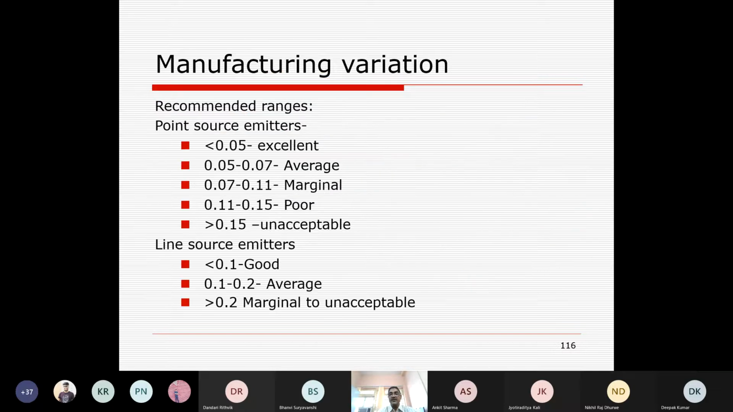Then the permissible, recommended range of manufacturing variation. Point source emitters and line source emitters are the two mostly used. For a point source emitter, if the manufacturing coefficient of variation CV is less than 0.05, it is an excellent system. As the coefficient of variation increases, it goes to unacceptable if it is greater than 0.15, and in between it is average, marginal and poor. For line source, it is a little more. 0.1 is good, from 0.1 to 0.2 it is average, and if it is greater than 0.2, then it is unacceptable for line source emitters for irrigation purposes.